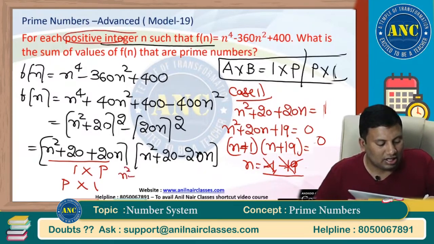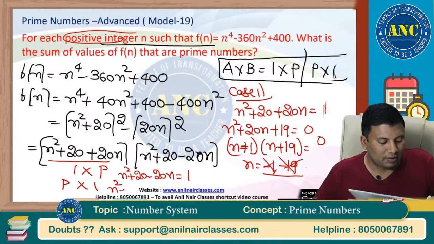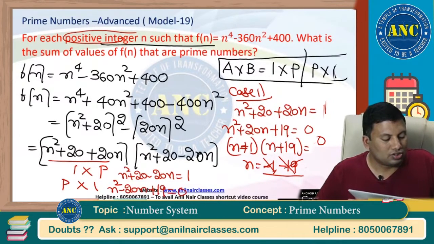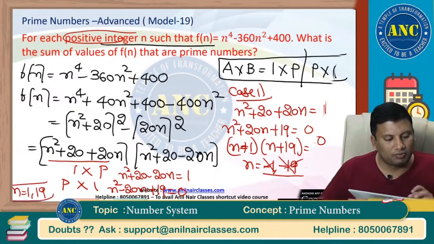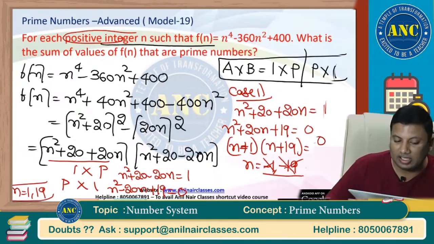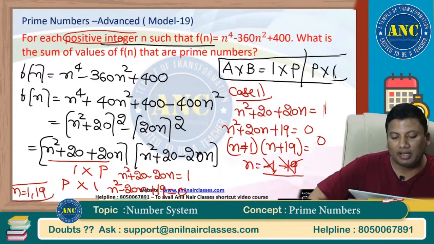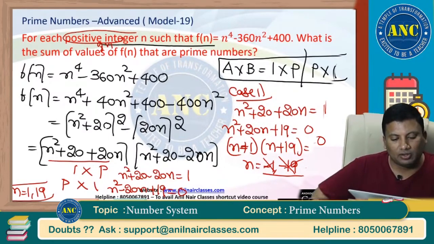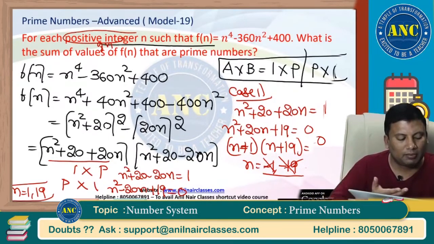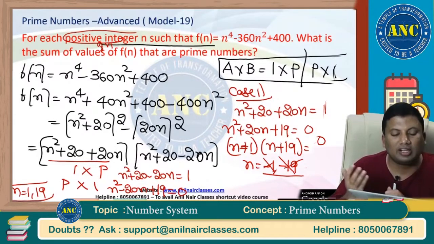Next case: n square plus 20 minus 20n equivalent to 1. N square minus 20n plus 19 equals 0. So n equivalent to 1 and 19. I hope the idea is clear. What is the sum of the values of n such that f of n is a prime number? Whatever values you got, add them.